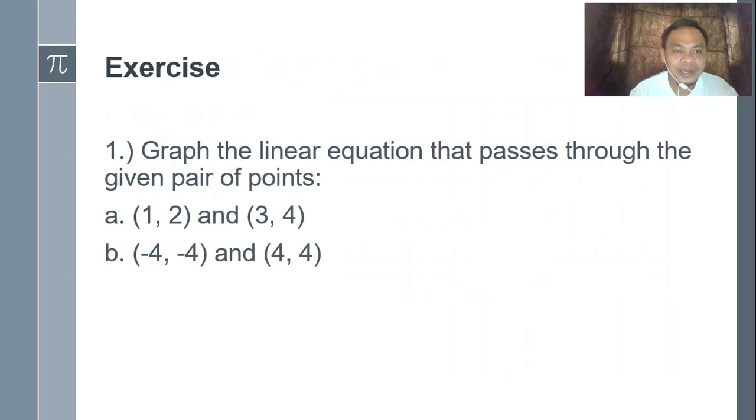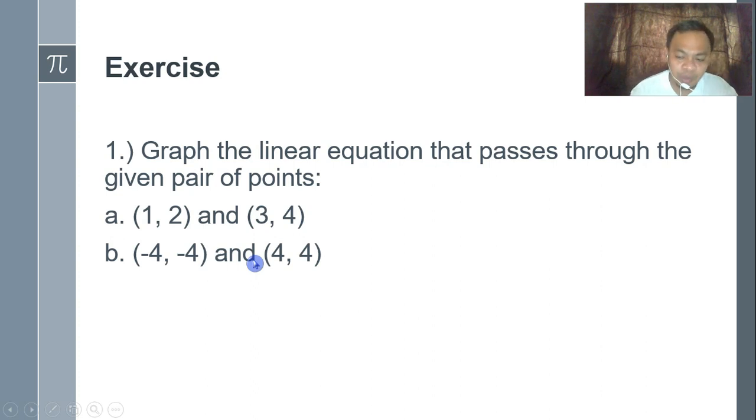So, we have here an exercise. Just try to answer this one. Graph the linear equation that passes through the given pairs of points. All you have to do is graph this one. Letter A, we have 1 and 2 as our first point. Then the second point is 3 and 4. So, just graph this one, then connect the two points. Then, that is the graph of this function, the linear equation that passes through this pair of points.